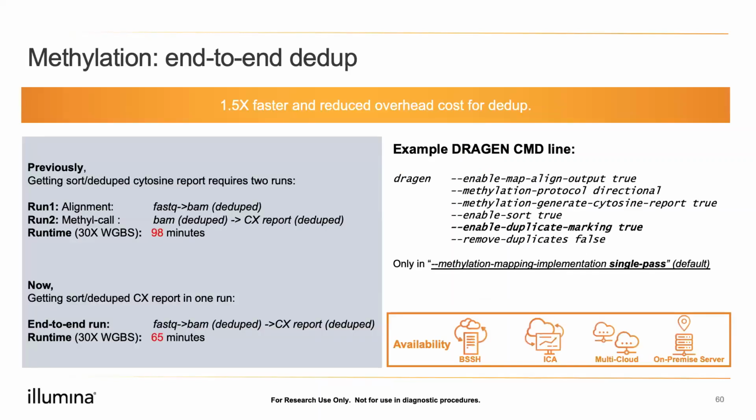So the methylation end-to-end dedup workflow is now 1.5 times faster and reduced overhead. Previously, you had to run 2 different steps to get a sorted dedup cytosine report. First, you had to run the alignment from FASTQ to BAM, and then the second run was running the methyl call. Together, that took about 98 minutes to run. Now you can do it in a single step. So it's only charging your license once, and it takes only about 65 minutes to run.